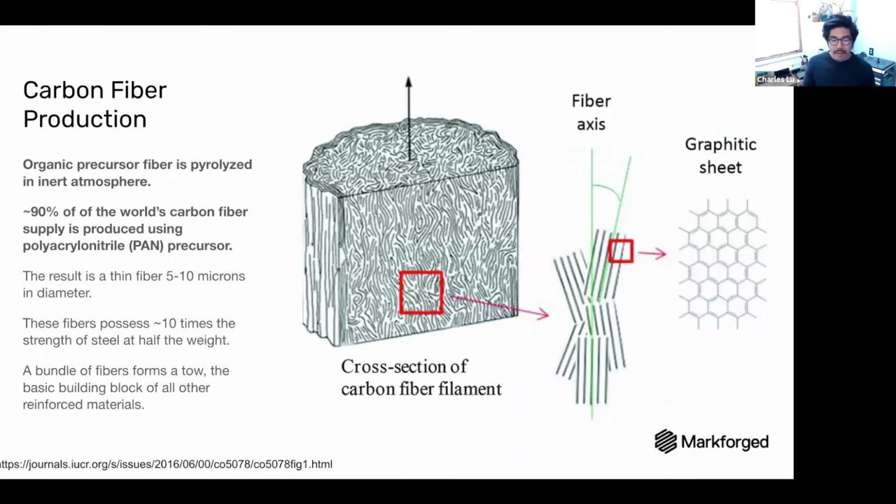But let's back that up a second and talk about what exactly carbon fibers are. So a carbon fiber is the result of a pyrolysis reaction.